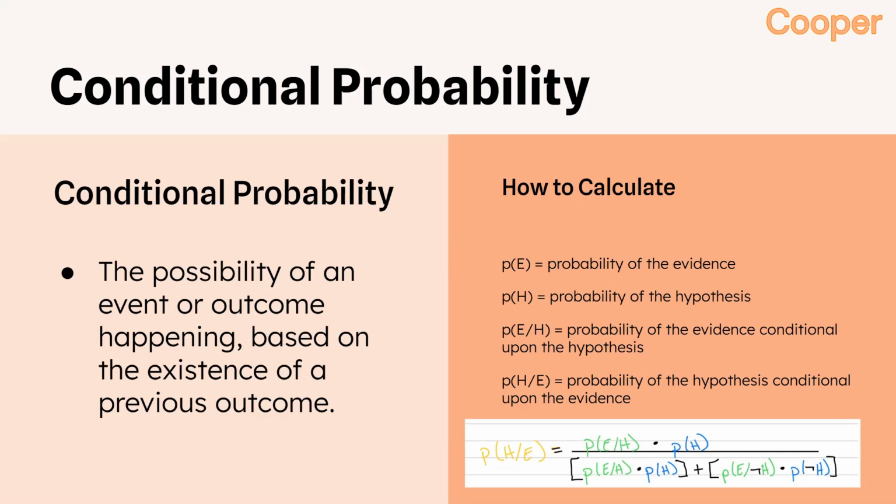Just like it says in our notes, to find the probability of the hypothesis conditional upon the evidence, P(H|E) is equal to P(E|H) times the probability of the hypothesis, all over the probability of the evidence given the hypothesis times the probability of the hypothesis, plus the probability of the evidence given the opposite hypothesis times the probability of the opposite hypothesis.